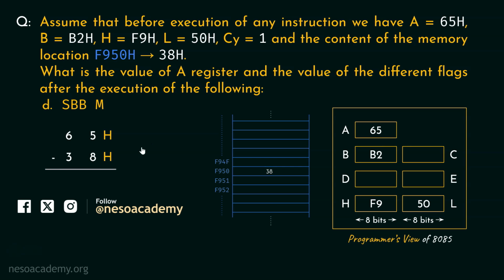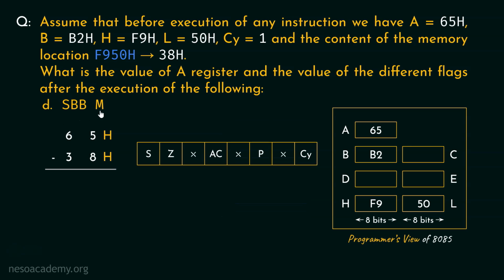Now remember, it is SBB M. So clearly, we have to consider the borrow as well. And borrow is notified by the carry flag. This we already know. And initially, if you see, the carry flag is set. So the operation that we are performing is 65 minus 38 minus 1. We can also add this 1 to 38, right? And if we do that, 38 will be 39 now. Now, as I mentioned earlier, in 8085, we always perform addition. So we need to find out the 16th complement of 39H.